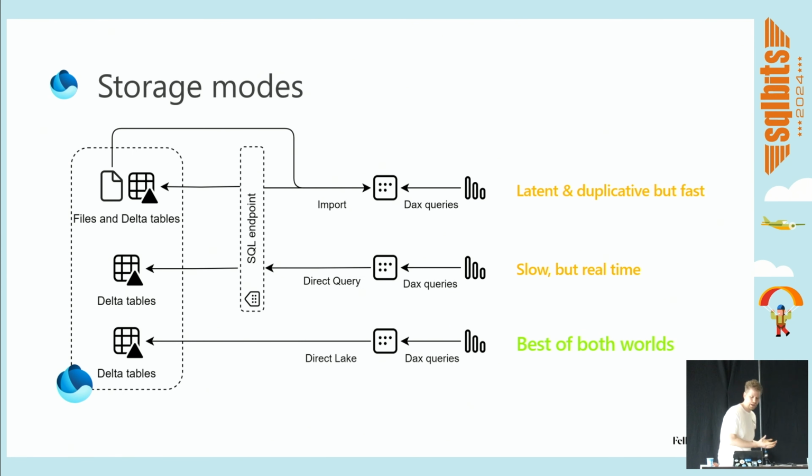Because if we look at import mode, it has to load in that data. So we have our files, delta tables, or wherever our data comes from. It has to load that into our data set. And once that is done, we can then send the DAX queries to it. And it's going blazingly fast because that data is just right there in memory, column store inside that semantic model, which is really what is making import mode fast.